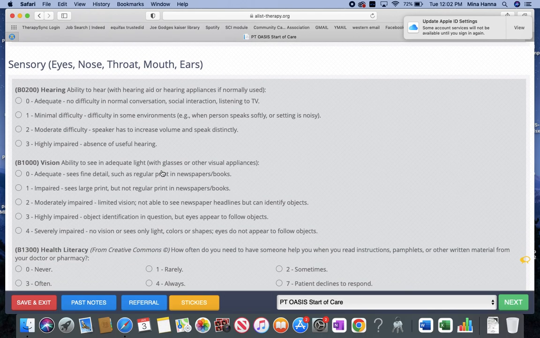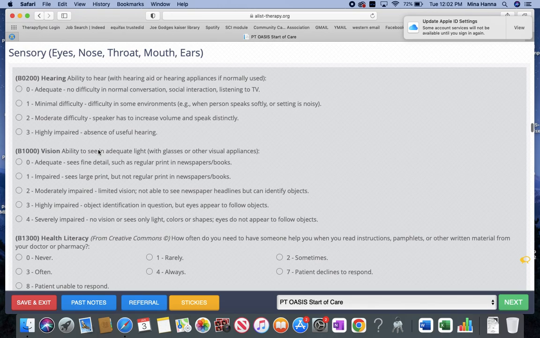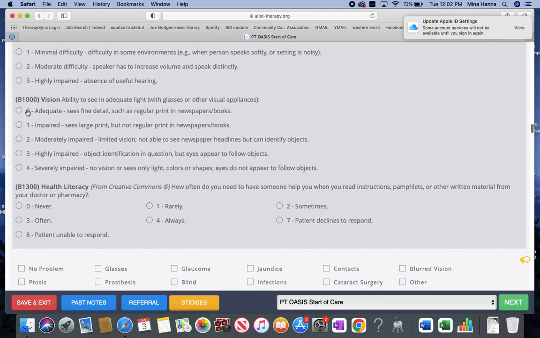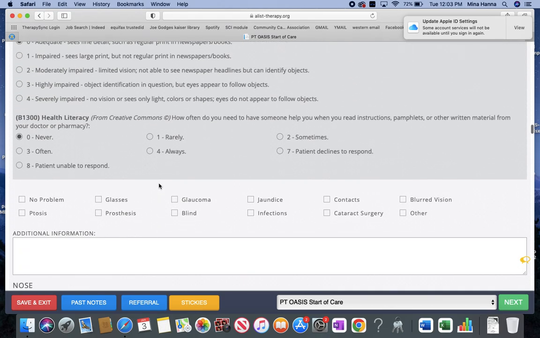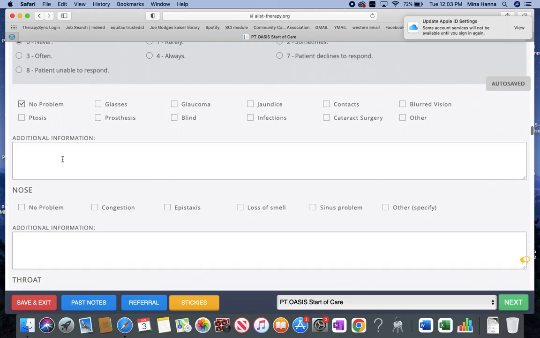And then these are questions that were part of the old OASIS. Is hearing adequate? Yes. They can hear fine. They can see fine. Literacy, sure, never a problem. They can read everything they want. If they need help, like somebody has to read for them, then you can just select whatever is appropriate. And then, no problems in this case.